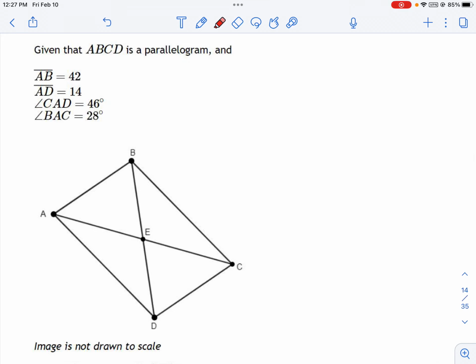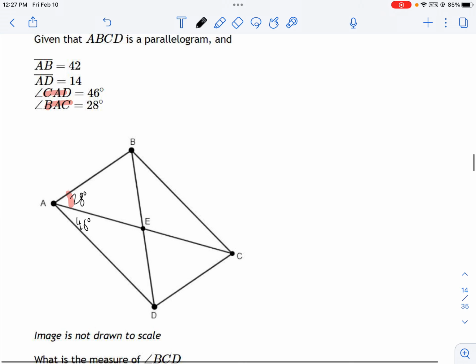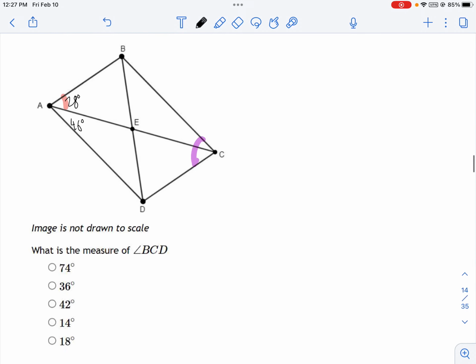So first off, we're told that angle CAD, which how to read this is we go from C to A to D, so that means this little angle inside here is 46 degrees. We're also told that angle BAC, so B to A to C, this little angle down there, is 28 degrees. And if we want to find BCD, you'll notice is the whole shebang, that entire angle. So we want to find that whole one there.